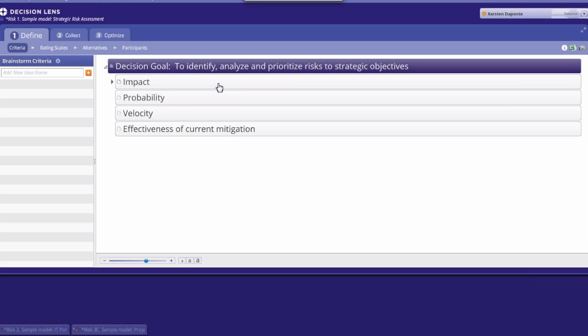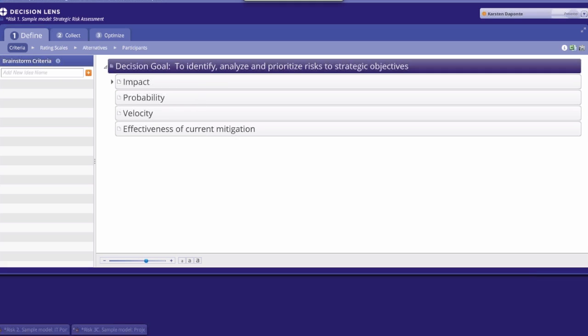You can first see the fundamental components of risk as described earlier, impact and probability. What you also see captured in the criteria are two additional risk factors: velocity, a measure of the speed at which this risk could affect the organization, and the effectiveness of current mitigation efforts, a measure of how well your existing risk controls or mitigation plans are reducing the overall levels of risk.